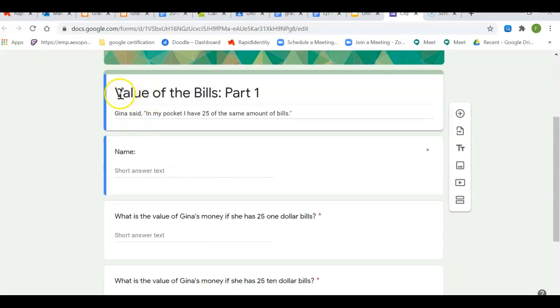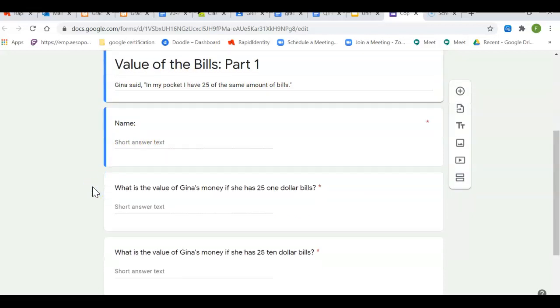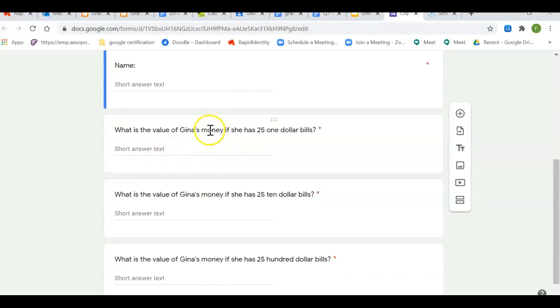And I'll read the instructions here. It says Value of Bills Part 1. Gina said, "In my pocket, I have 25 of the same amount of bills." So make sure to put your name right here in this part. What is the value of Gina's money if she has 25 $1 bills? You type your answer right there. You can use your notebook to actually solve it before you put your answer in.